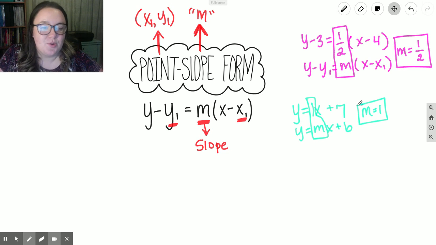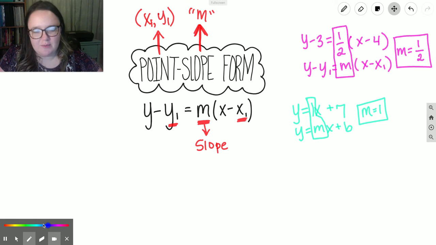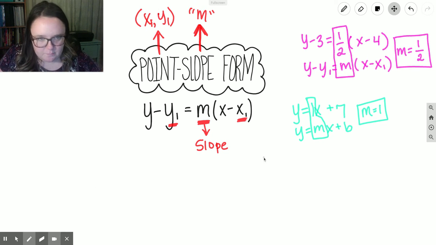So I kind of went back to an old equation there, right? y equals mx plus b. We cannot forget about it. It's just as simple, though. I'm going to give you another equation.